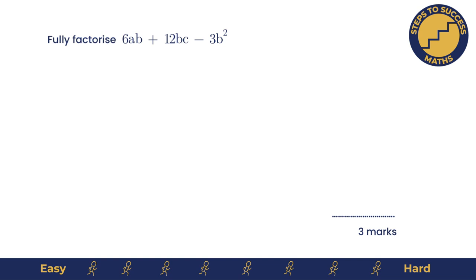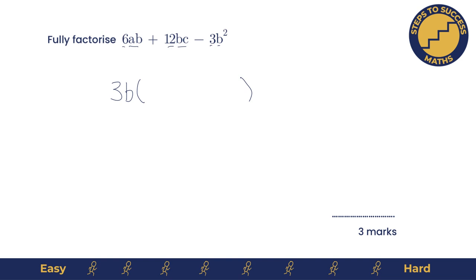Okay, fully factorise 6ab plus 12bc minus 3b squared. So this one is different because it has 3 terms, but our method is the same. Look for a common number, something that goes into 6 and 12 and 3. So that's going to be 3. Look for a common letter, something that goes into ab, bc and 3b squared. We know that's going to be b, so we can bring b out.